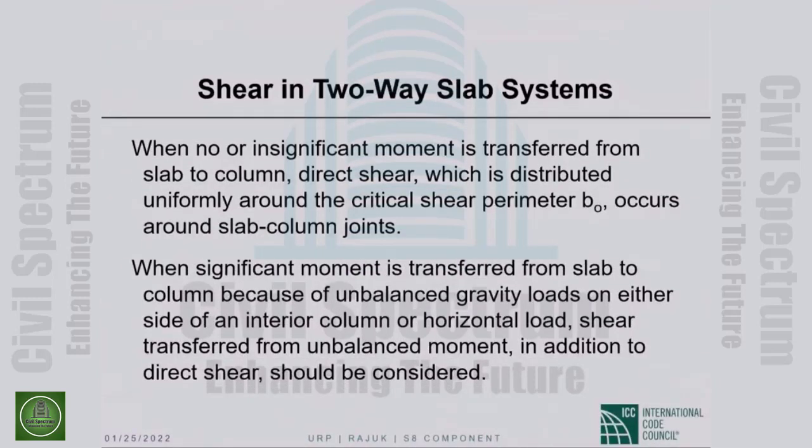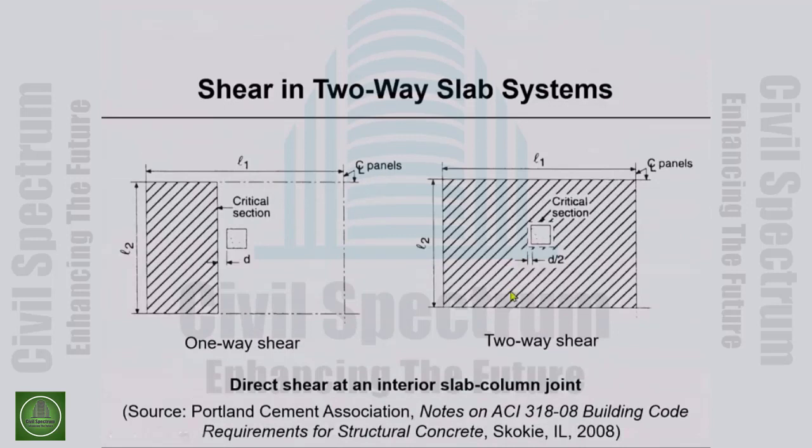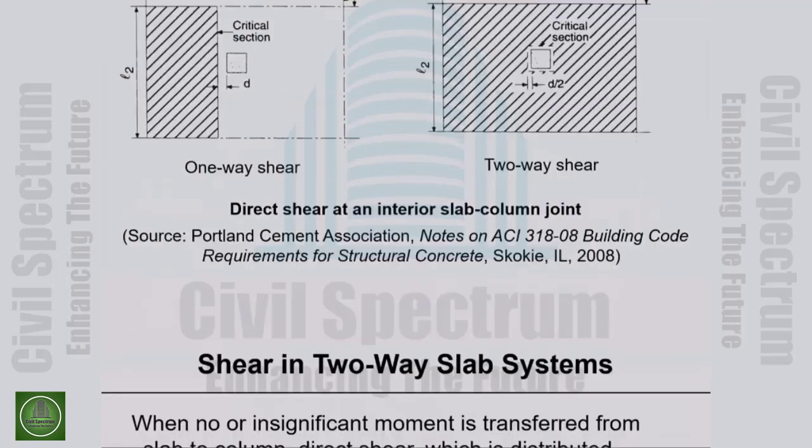So when no or insignificant moment is transferred from slab to column, direct shear, which is distributed uniformly around the critical shear perimeter b sub zero, occurs around slab-column joints. So the critical section, which is all around the column, the total perimeter of that is denoted by b sub zero, okay? So the four sides added together is b sub zero. And we are saying that if there is no moment transfer, the shear stress is caused by this two-way shear. All the loading sitting on the hatched portion of the slab will cause uniform shear stresses on the four faces of the critical section. Okay, there is really no basis for thinking anything else.